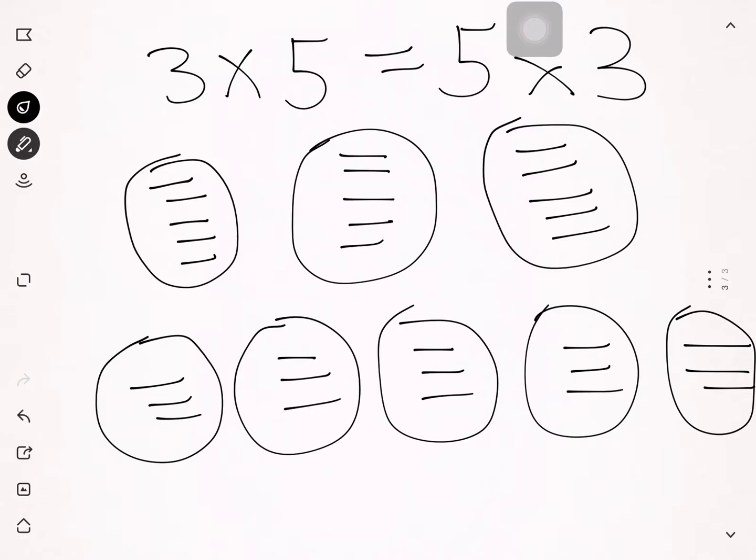5 times 3 visually, where they can see that it is 3 circles or 5 circles, and then groups of how many lines or sticks, they start to connect it to their brain, and this makes it more interesting and fun. Okay, so let's proceed further.